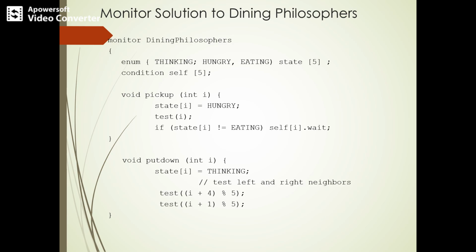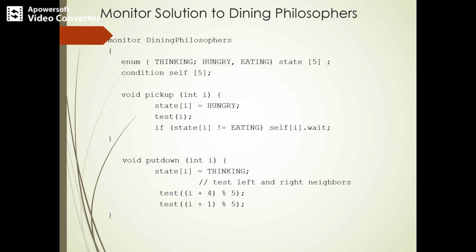State of (I plus 4) mod 5 may be the left side, and state of (I plus 1) mod 5 may be the right hand side. Both chopsticks should be available. So this is the condition for test. We also need to declare condition self of 5. Philosopher I can delay herself when she is hungry but is unable to obtain the chopsticks. So this is also very important.